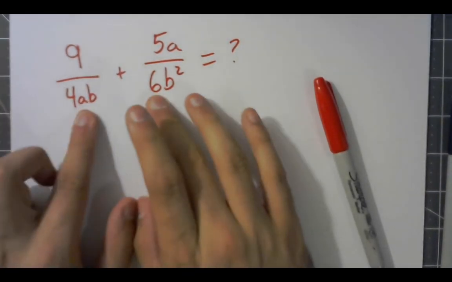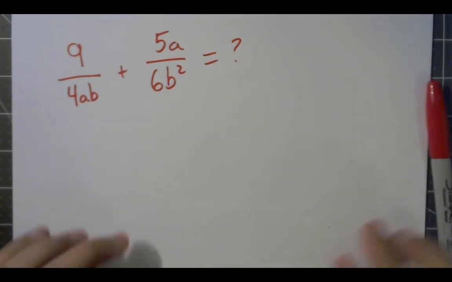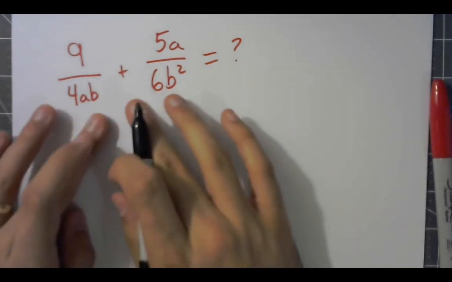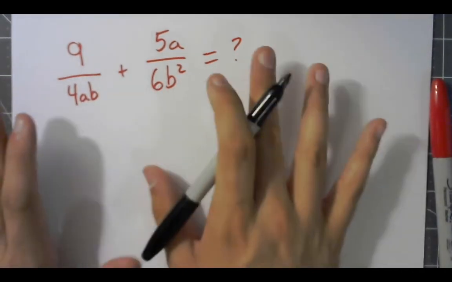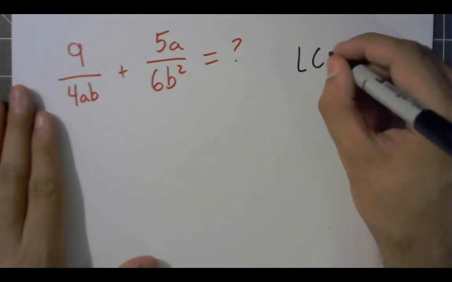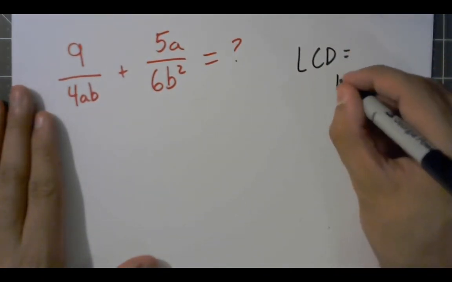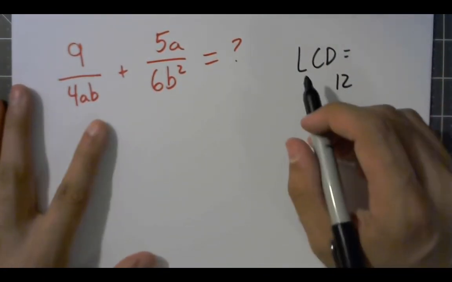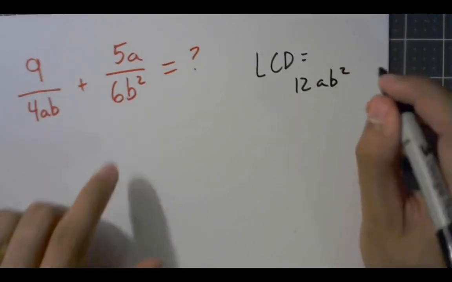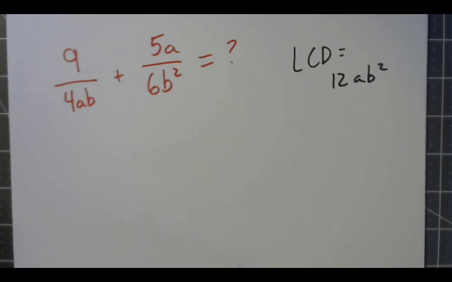So 4 and 6, we have to think about where they meet. 8 doesn't work. I could multiply them together to get 24, but that wouldn't be the lowest common denominator. My lowest common denominator is going to be 12. I need at least an a and at least a b squared. So I need to get these both to this denominator in order to combine them.